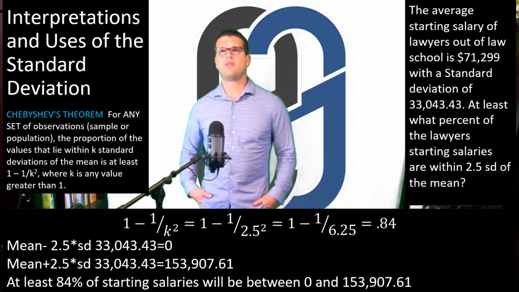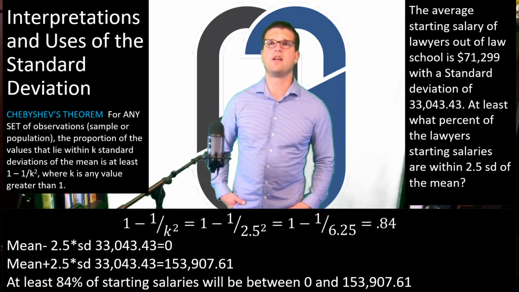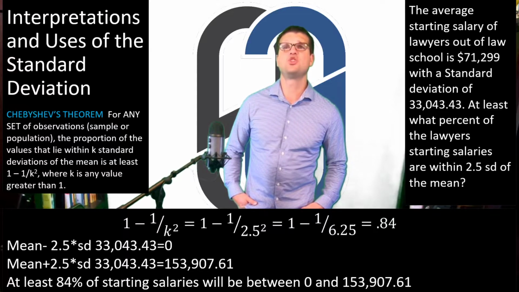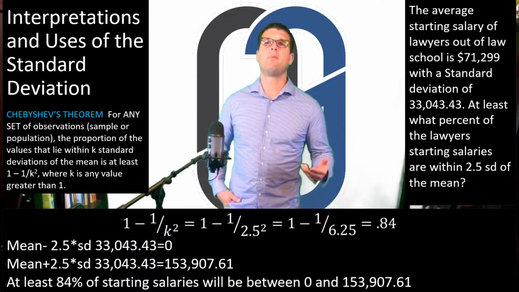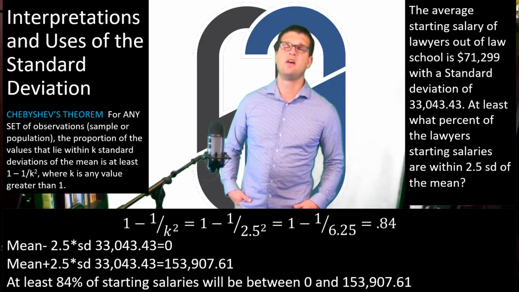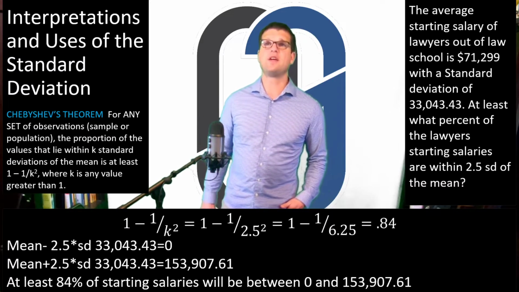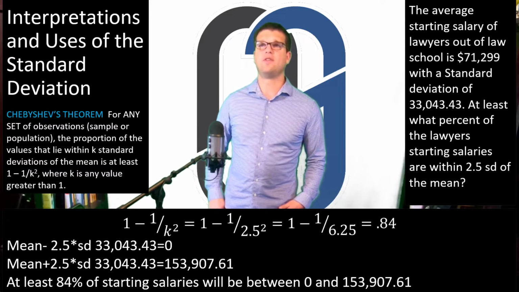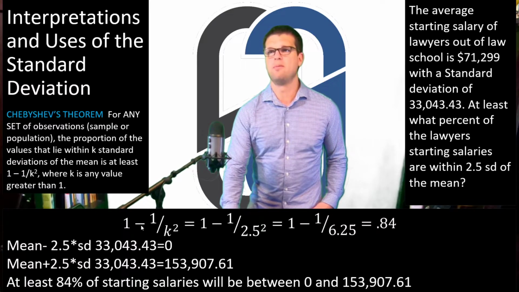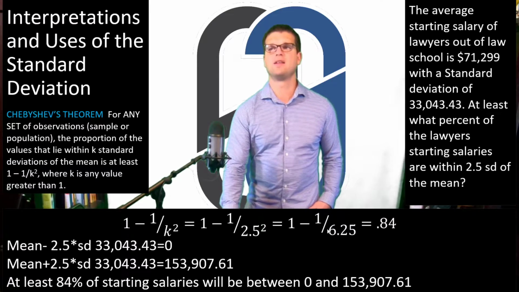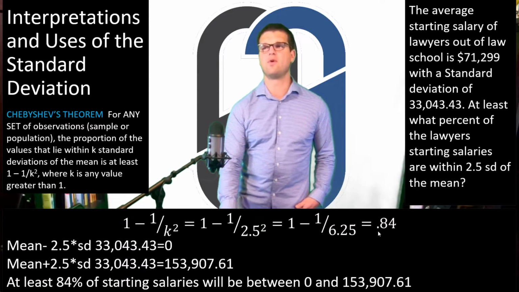So if I want to know, for instance, how many pieces of data fall within 2.5 standard deviations from the mean, I can use Chebyshev's theorem and say, okay, 1 minus 1 over 2.5 squared. I've actually already worked that out: 1 minus 1 over k squared equals 1 minus 1 over 2.5 squared, which is 1 over 6.25. So 1 minus 1 over 6.25 gives us 0.84.